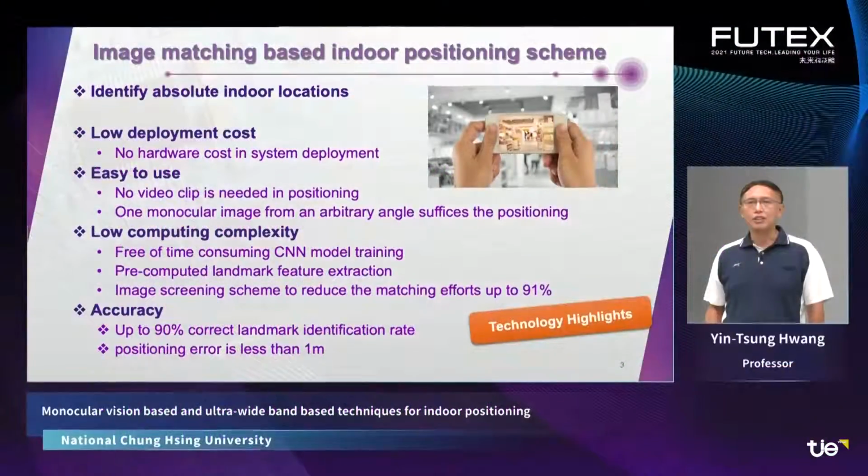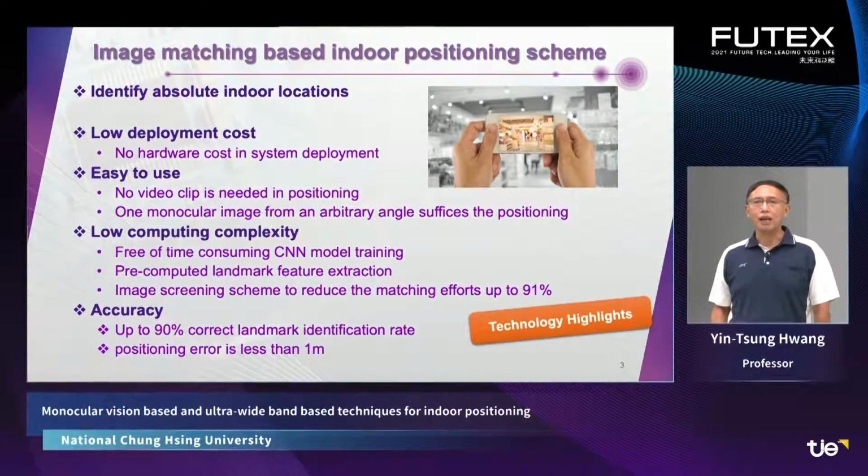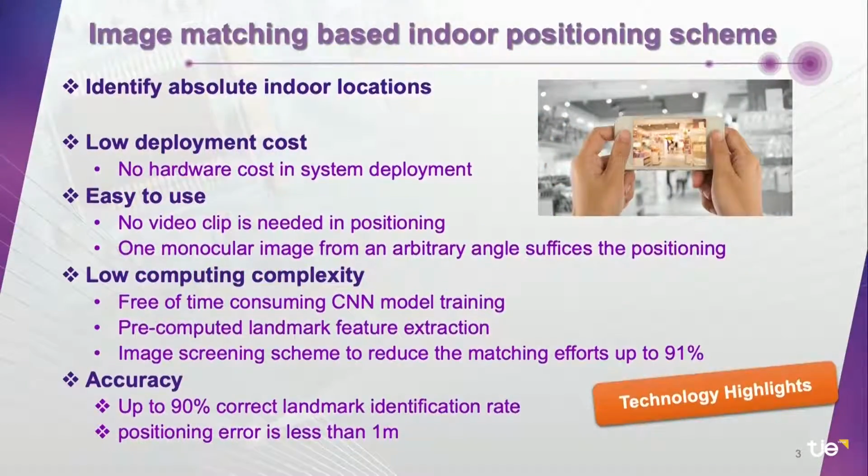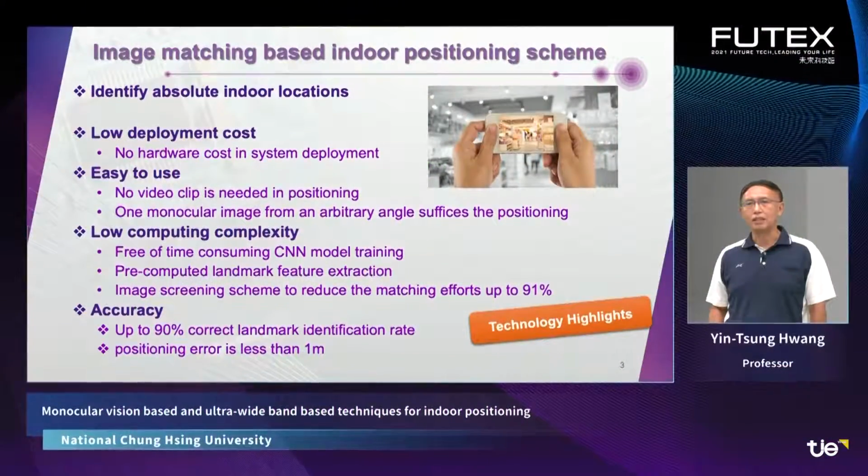The first positioning technology uses image matching to find the absolute indoor locations and has the following features. First, low deployment cost, no hardware cost in system deployment. Second, easy to use. No video clip is needed in positioning, and just one monocular image from an arbitrary angle is sufficient to achieve the positioning. Third, low computing complexity. It is free of the time-consuming CNN models and training, and does not count on semantic information.